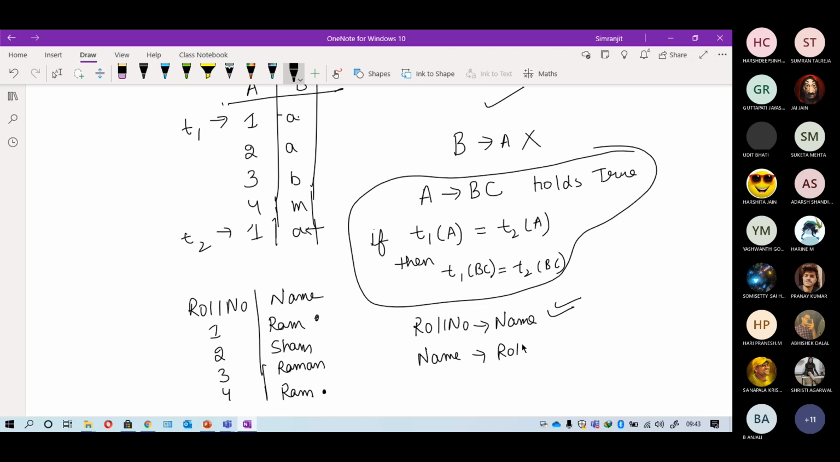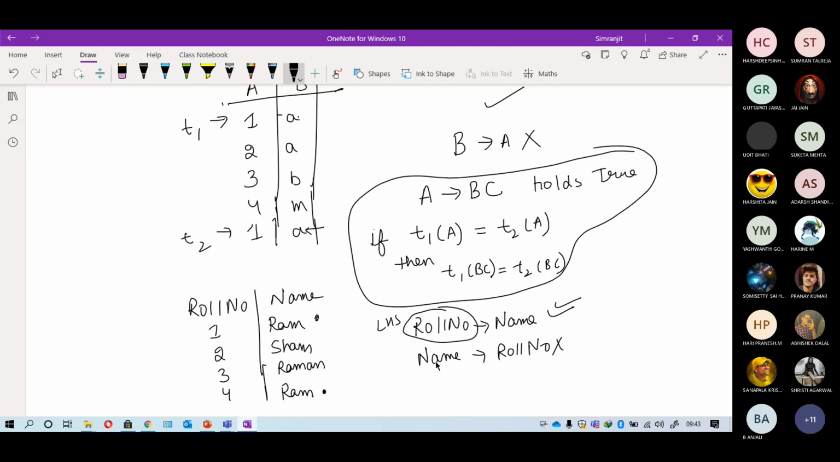Now check it. If I say that name is functionally dependent upon roll number, so Ram tends to 1. If Ram is repeated again, it has to be 1 here, but it is not. So you can say name is not functionally dependent. It is like you are uniquely identifying a particular record. If the left hand side is unique, the functional dependency will always hold.